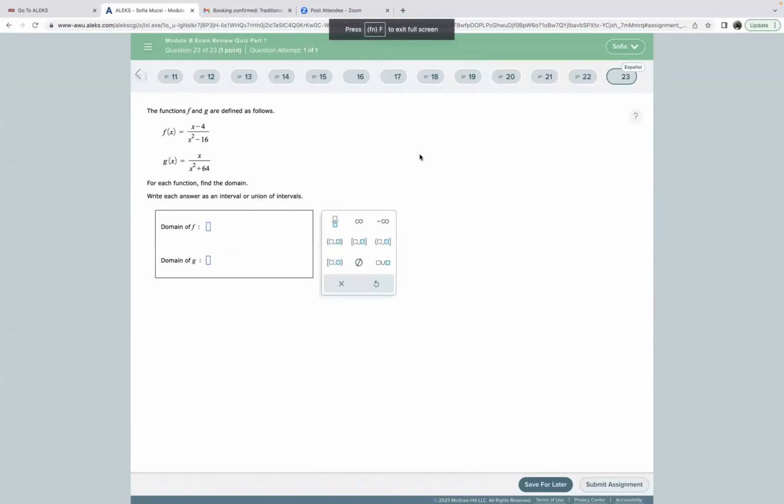So is it the same concept? It's saying find the domain, so we have to write these as an interval. So am I just factoring the denominator here?